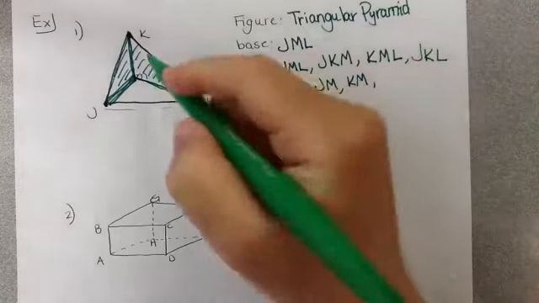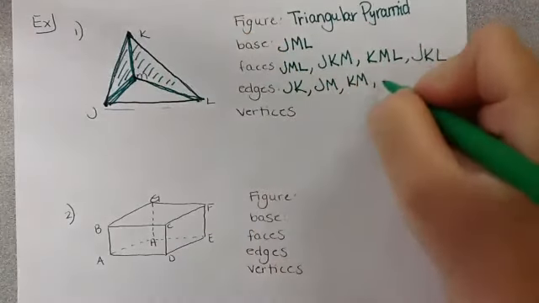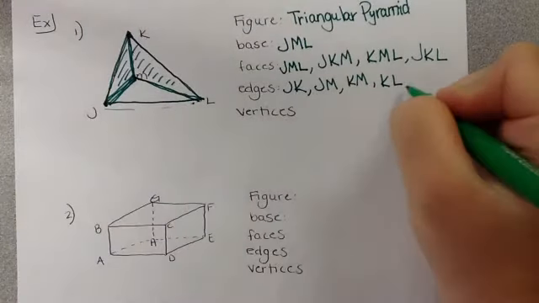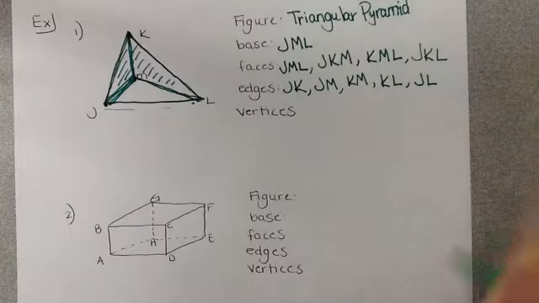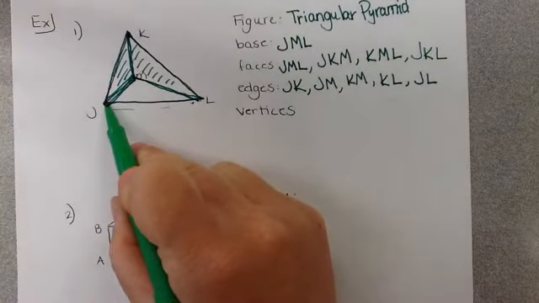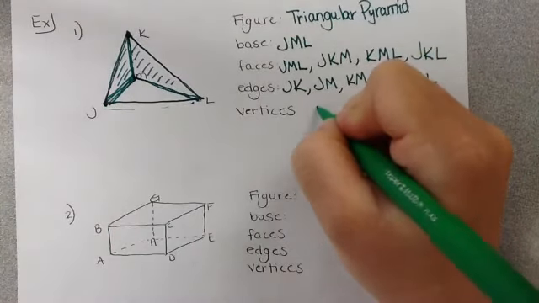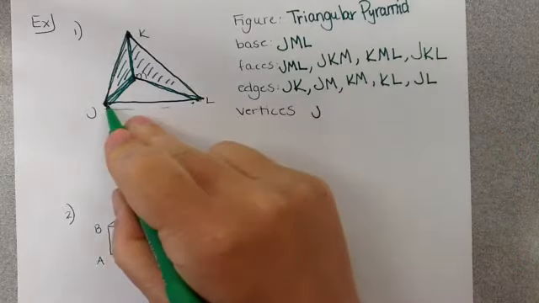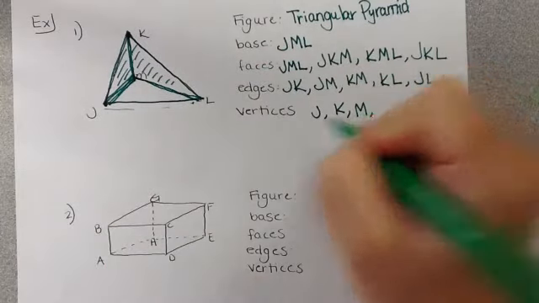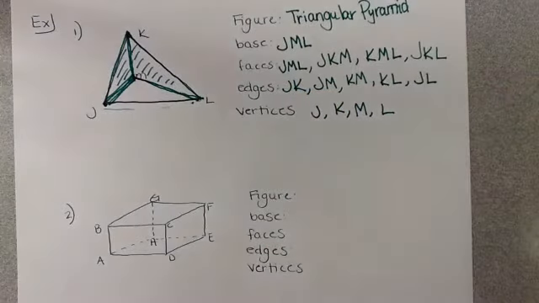And another one with K? K to L. And there is one more line segment. J to L. The vertices then are all the corner points. So this is J, a vertice, K, M, and L. Vertices are those points.